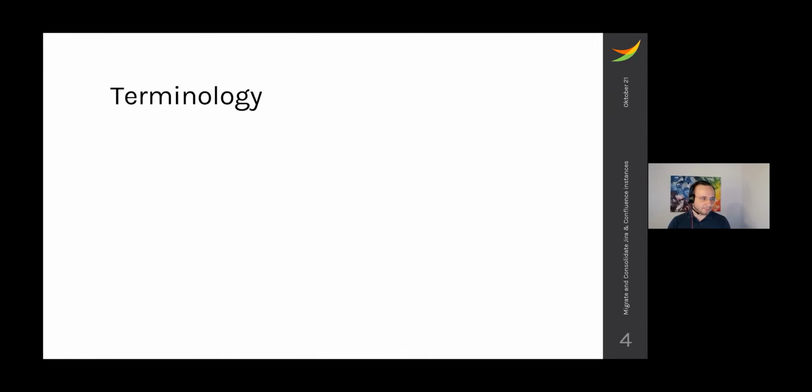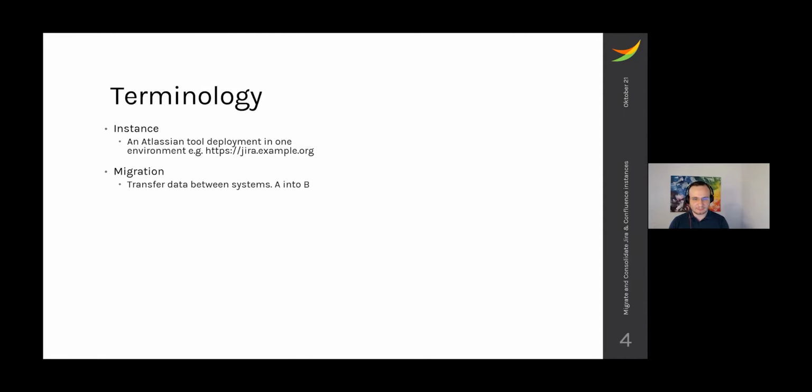Let's get started. So terminology. What is an instance? An instance is, for example, jiraexample.org or confluence.example.org, which is one environment. Doesn't matter if it's clustered or just on one server. That's one instance. You can have multiple instances connected to each other with application links. A migration is easy. You have instances and you want to get data from A to B. And consolidating stuff means that you have more than one instance, and in the end, you want to have just one.